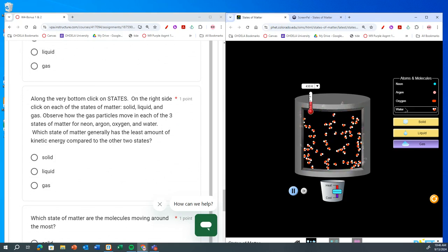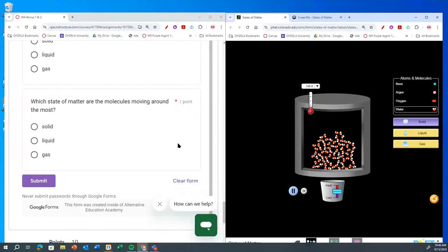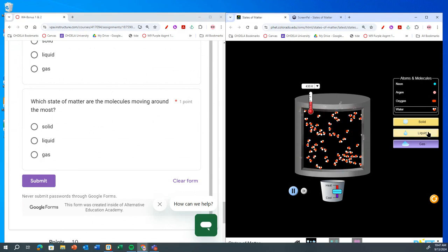Which state of matter generally has the least amount of kinetic energy compared to the two other states? All right, so the least amount of kinetic energy, like least amount of movement, is going to be the one that moves the least. Which state of matter are the molecules moving around the most? Gas, liquid, or solid? All right, hope that helps.